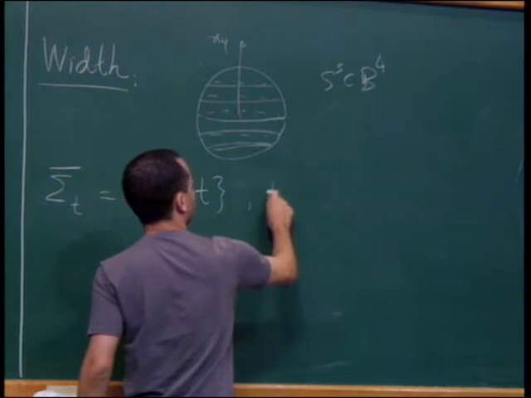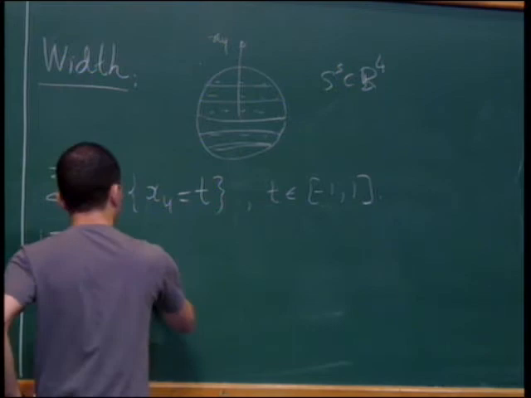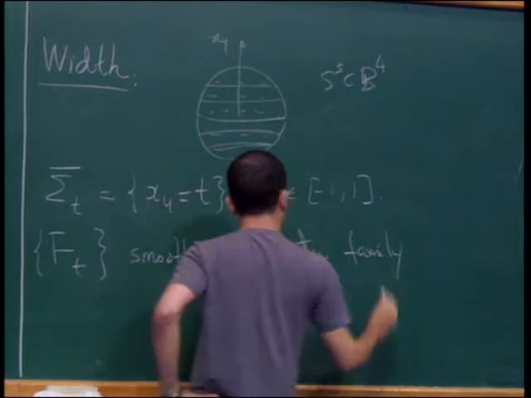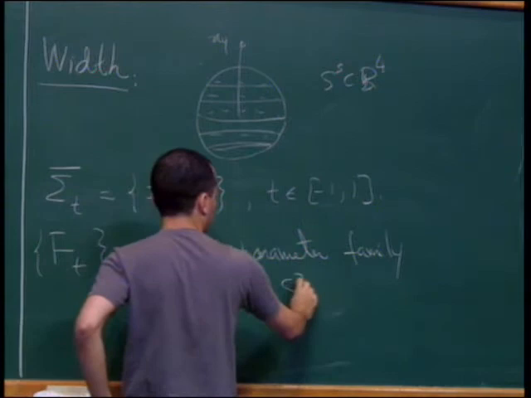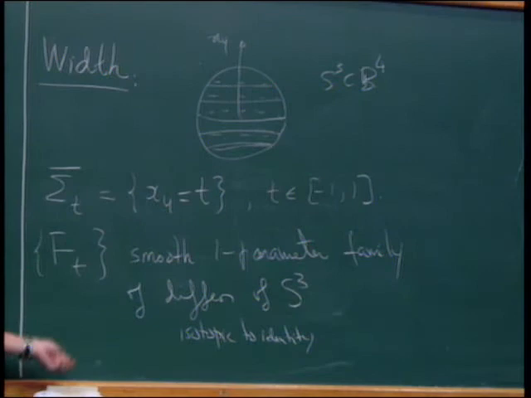Now what you do is you choose any one-parameter family of diffeomorphisms. So Ft is a smooth one-parameter family of diffeomorphisms of the sphere, of diffeos of S3. You can require these diffeomorphisms to be isotopic to the identity, for example. And now you apply this family of diffeomorphisms to the standard family of surfaces that you have here.